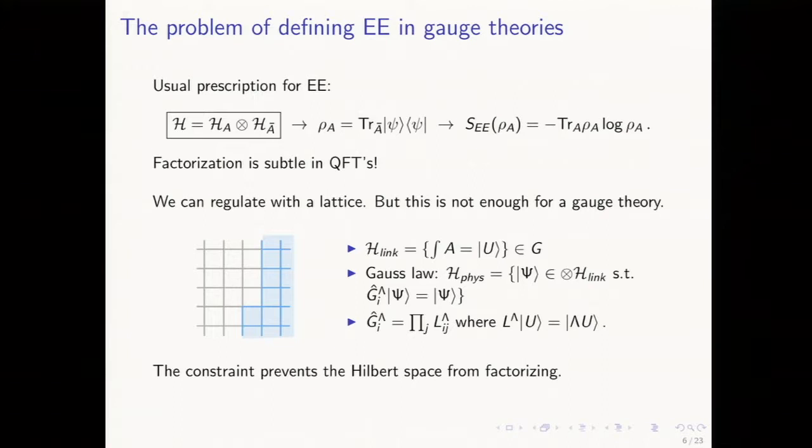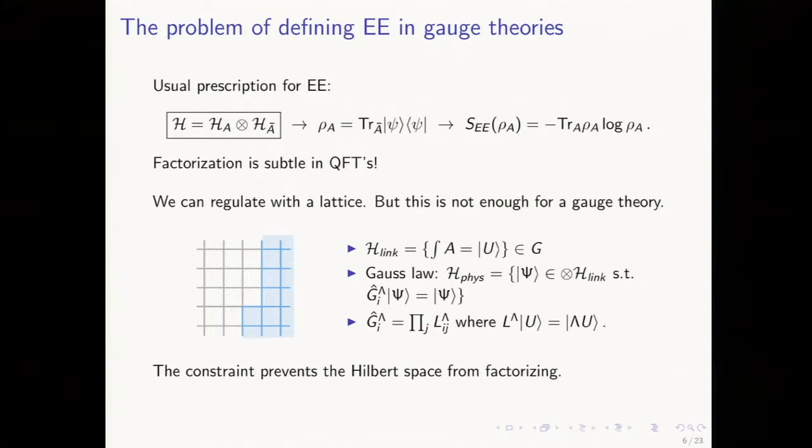So in the bottom part of this slide here, I'm just quickly reviewing the Hilbert space of a lattice gauge theory. The basic degrees of freedom in lattice gauge theory are going to be group elements living on the links of the lattice. This is like the integral of the gauge field over a finite distance. And the entire Hilbert space will be the tensor product of those Hilbert spaces on the links, but subject to Gauss's law, which says that the flux entering any site of the lattice has to be zero.